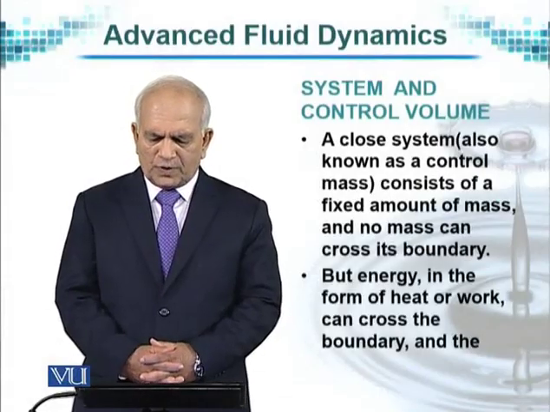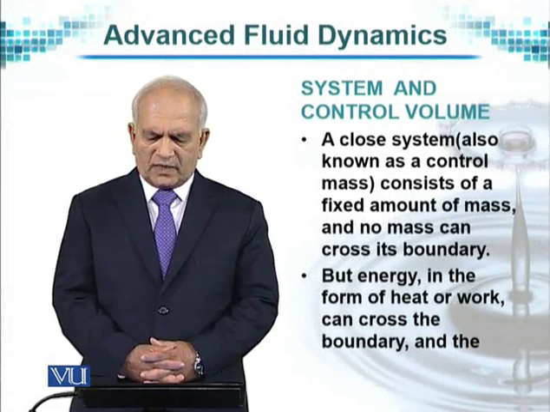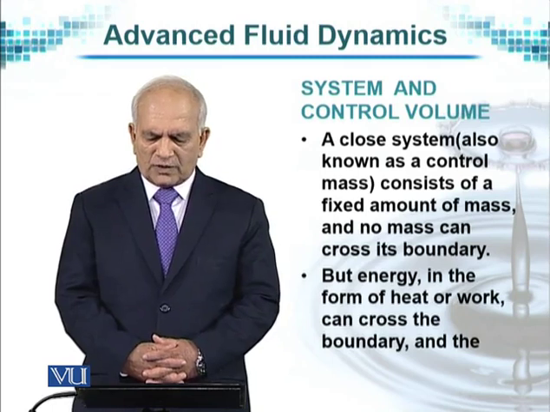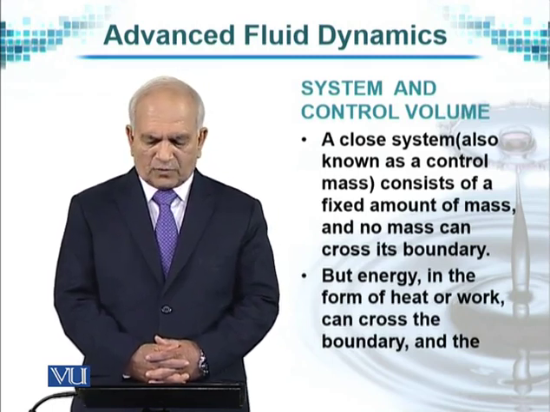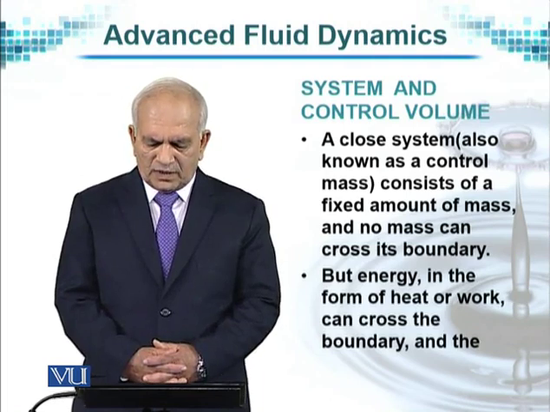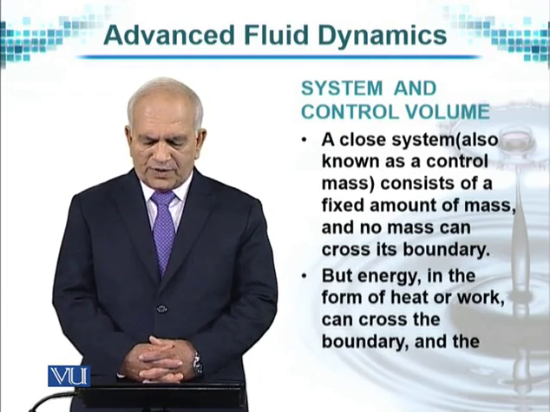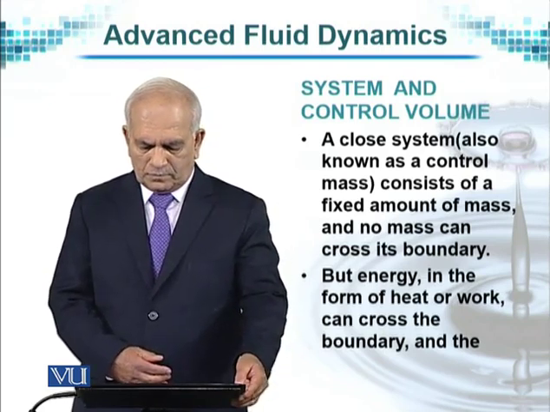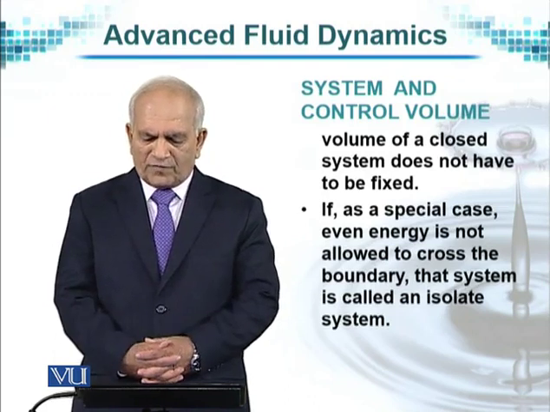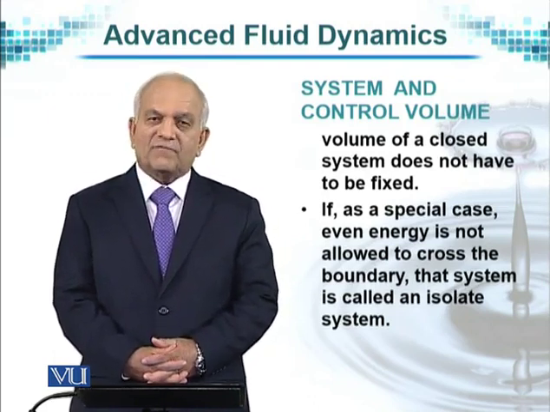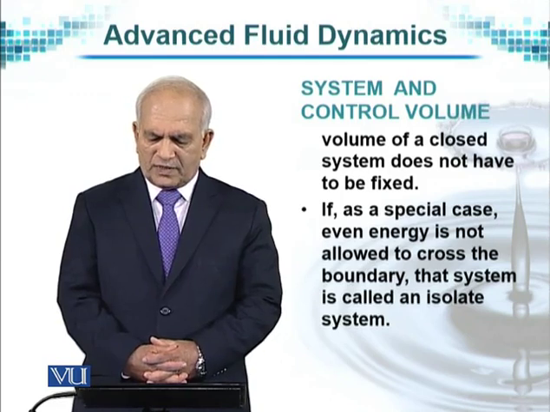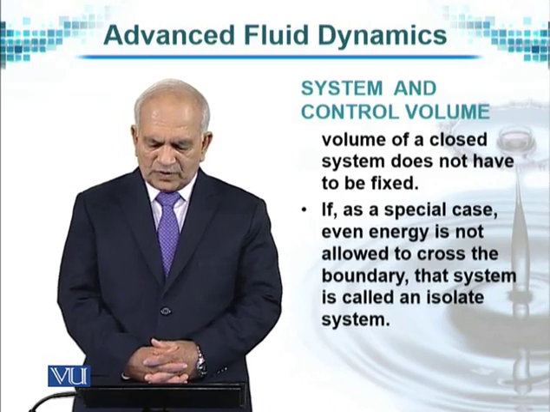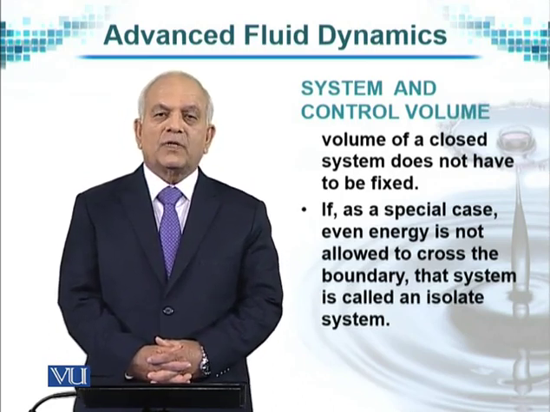A closed system, known as a control mass, consists of a fixed amount of mass, and no mass can cross its boundary. But energy in the form of heat or work can cross the boundary, and the volume of a closed system does not have to be fixed. If, as a special case, even energy is not allowed to cross the boundary, that system is called an isolated system.